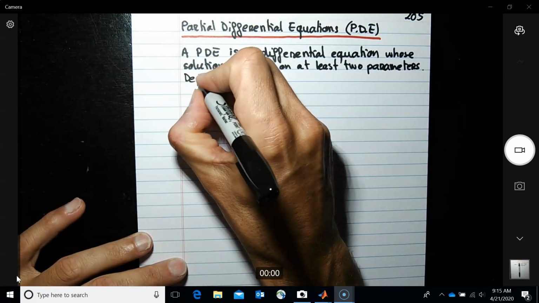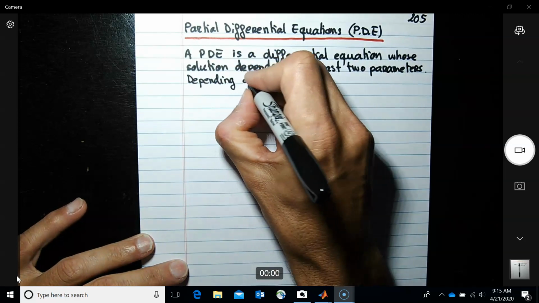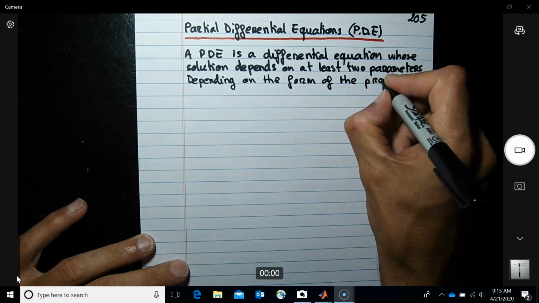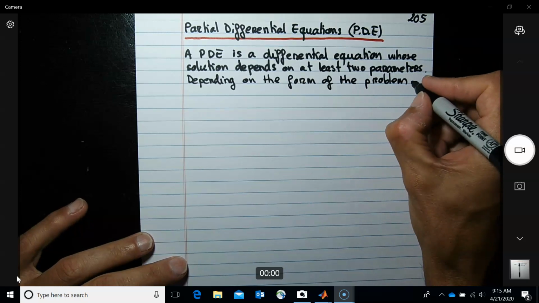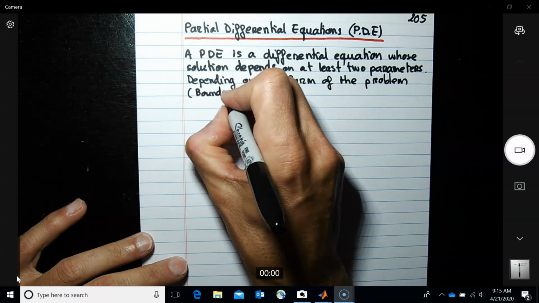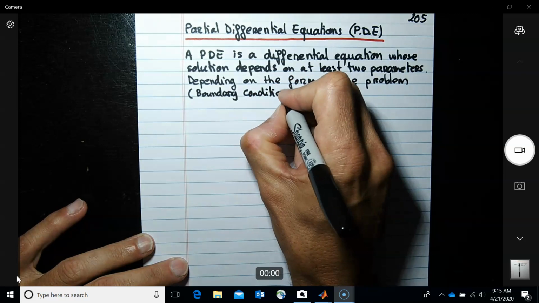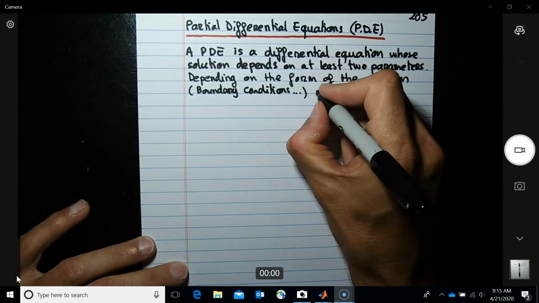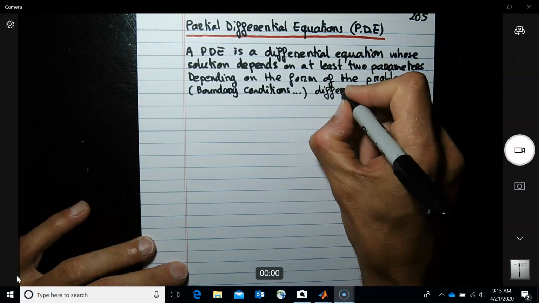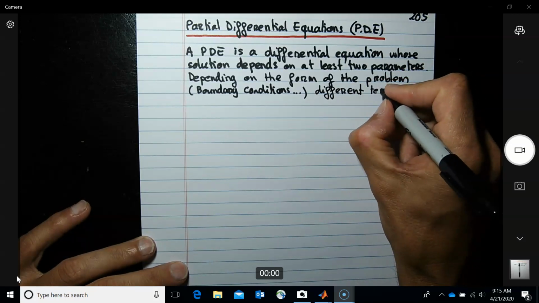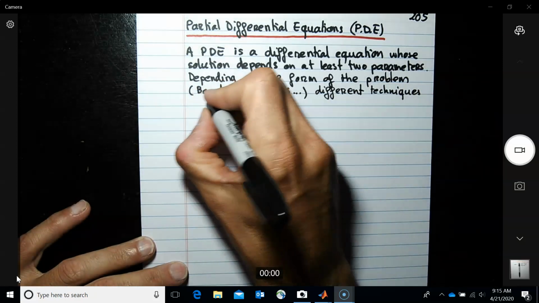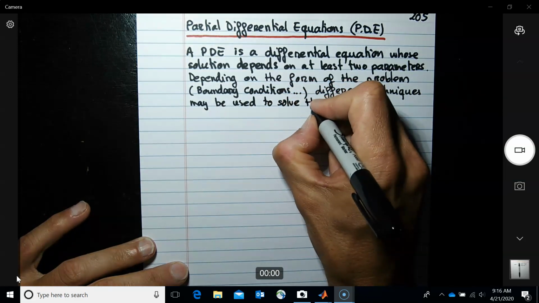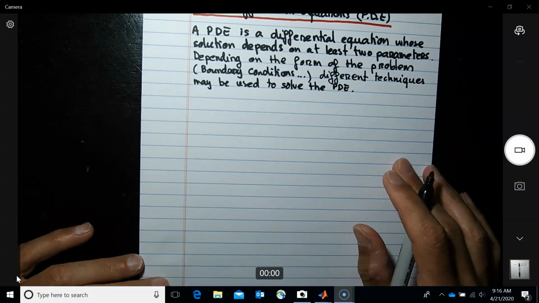So depending on the form of the problem, meaning boundary conditions, initial conditions, basically, and most important, whether the system is linear or non-linear, different techniques may be used to solve the partial differential equation.